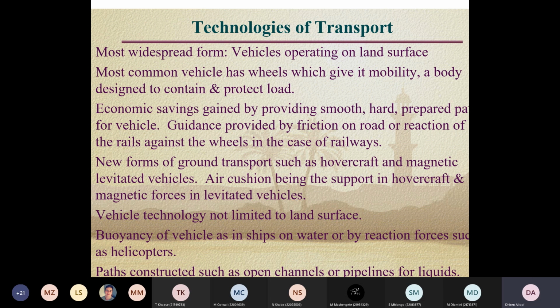So vehicle technology, you can see it's not just limited to land surface. It could be in the air, on water, buoyancy of vehicles like your ships on water, reaction forces on air, aircraft. And this could also apply to, for example, freight. So you have paths created like open channels for flow of liquids, chemicals, pipelines, okay, liquids, gases. So these all fall under the technology of transport.